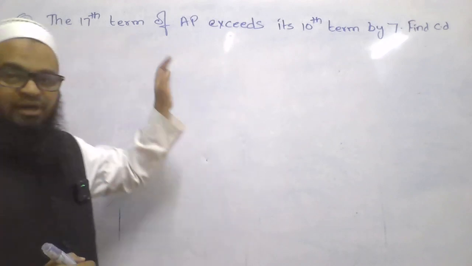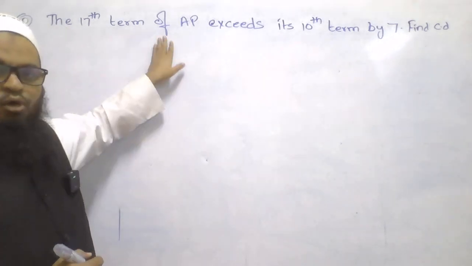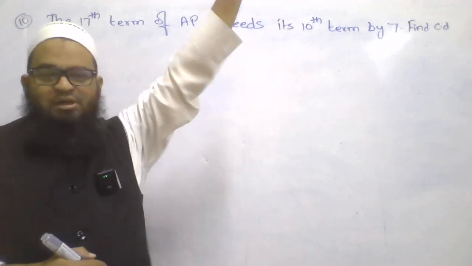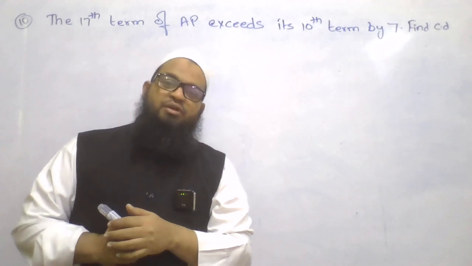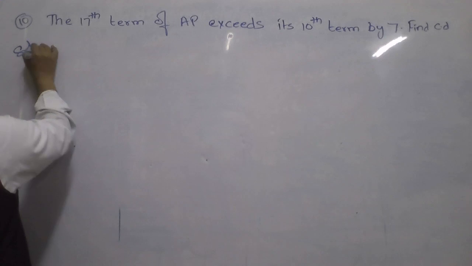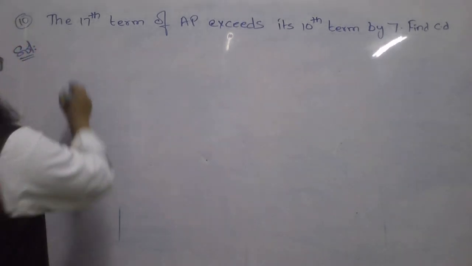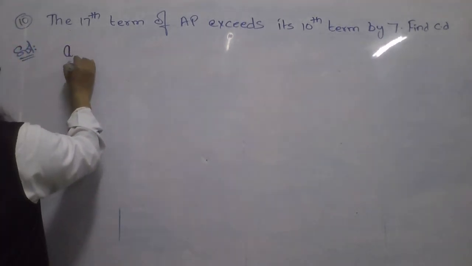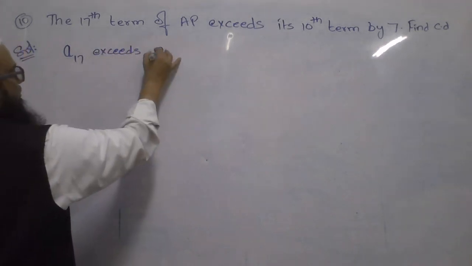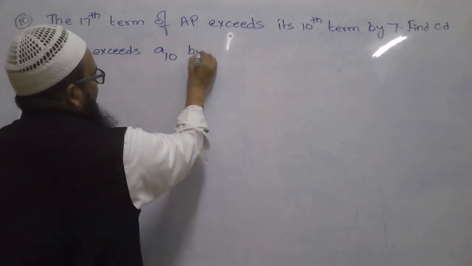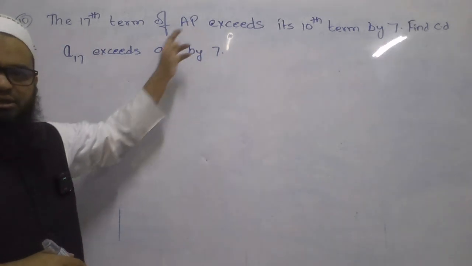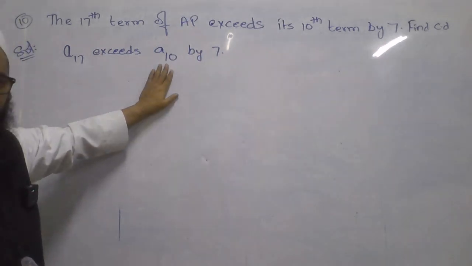So here, the 17th term of the AP exceeds its 10th term by 7. Yeah, this statement looks like the statements which we have studied in simple equations, right? So try to write it as a mathematical statement. 17th term, can you write it as A17, exceeds 10th term, can you write it as A10, by 7? So did I simplify the given statement, the word statement, into a mathematical statement?